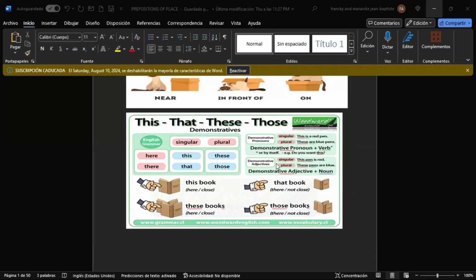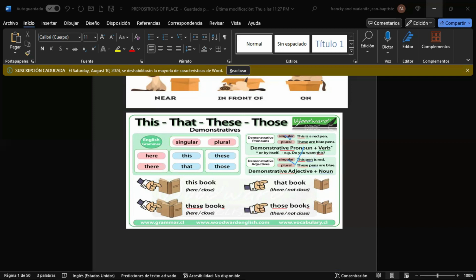For example, let me show you with a marker. In this, we are singular. This pen is red. After this, we have pen. For one person, for one thing, and we can touch it. It's near to you. This pen. And then this is a demonstrative adjective because after this, we have a noun, pen.